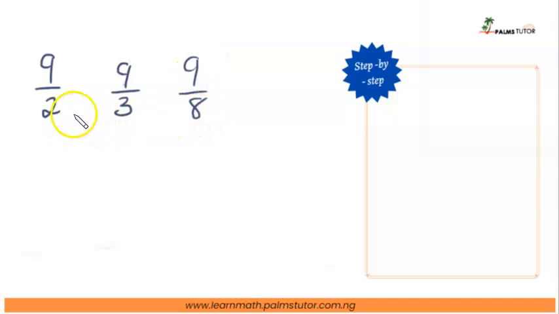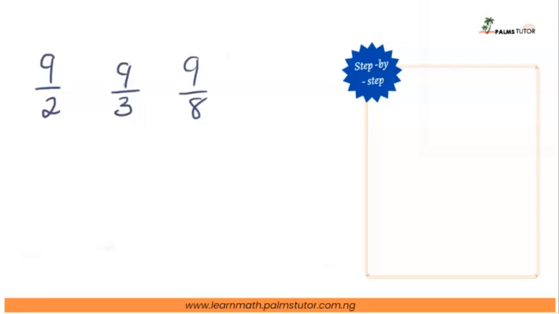Now look at it. Which of the parts after division do you think will be the biggest? Definitely the one you are dividing into 2, because each of the parts will be 4 and a half. And then this will be exactly 3. And this will be 1 and just a part.